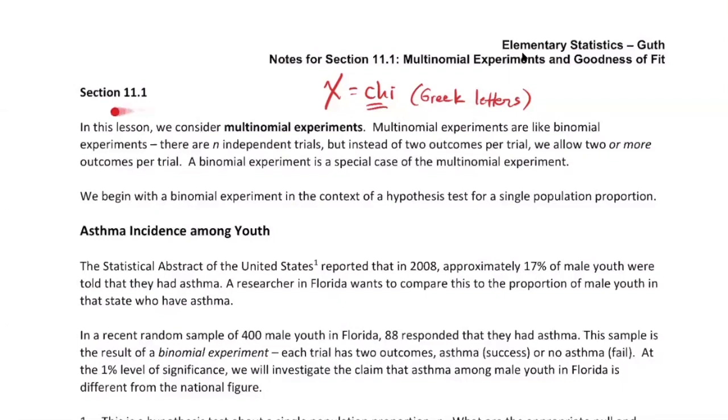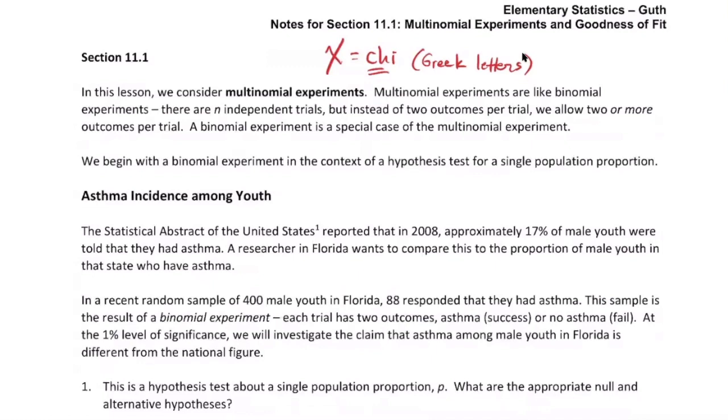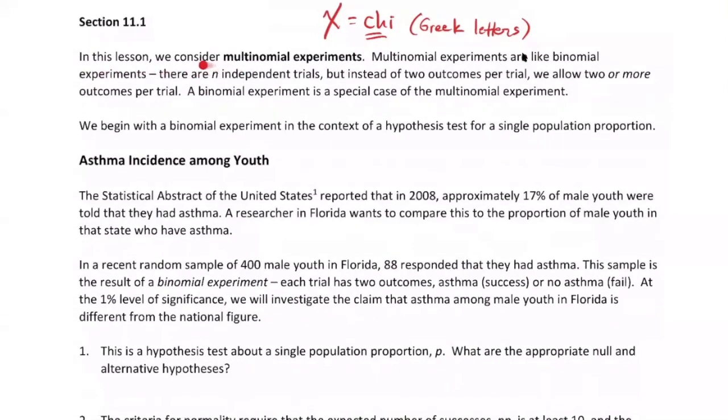Section 11.1 is on multinomial experiments and goodness of fit, which is a crazy term. In this lesson, we consider multinomial experiments. Multinomial experiments are like binomial experiments. There are n independent trials, but instead of 2 outcomes per trial, we allow 2 or more outcomes per trial. A binomial experiment is just a special case of the multinomial experiment. We begin with a binomial experiment in the context of a hypothesis test for a single population proportion.